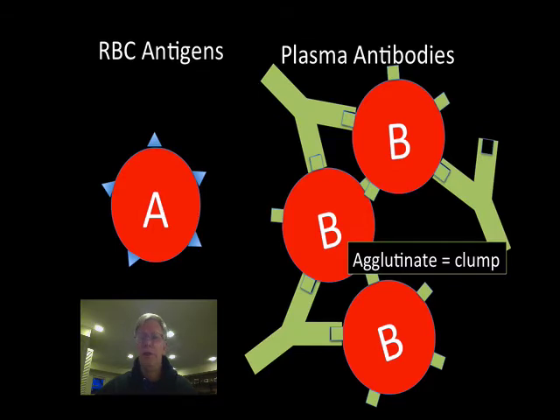This is not the same as coagulation that we saw when blood clots. This is something completely different. This is an abnormal clumping of red blood cells when they are attacked by antibodies, and you can see how the antibodies hold these red blood cells together.